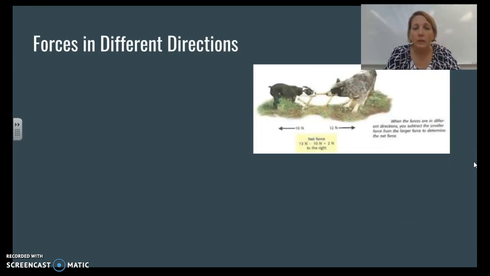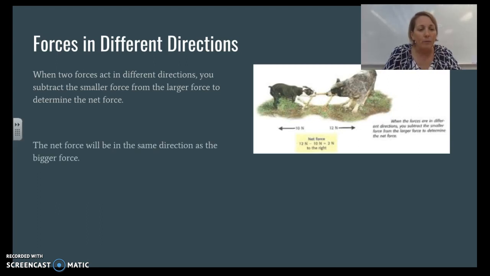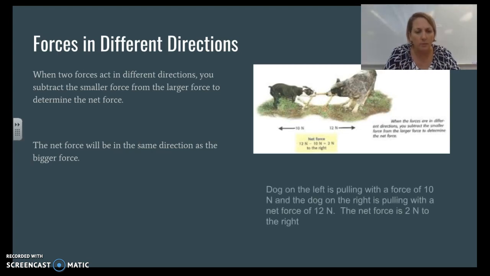What happens if they're moving in opposite directions, like a tug of war? Okay, when two forces act in different directions, you actually subtract the two. You subtract the smaller one from the larger one to determine the net force. The net force will be in the same direction as the bigger force. All right, and I'll explain that with the tug of war with the dogs there in a moment.